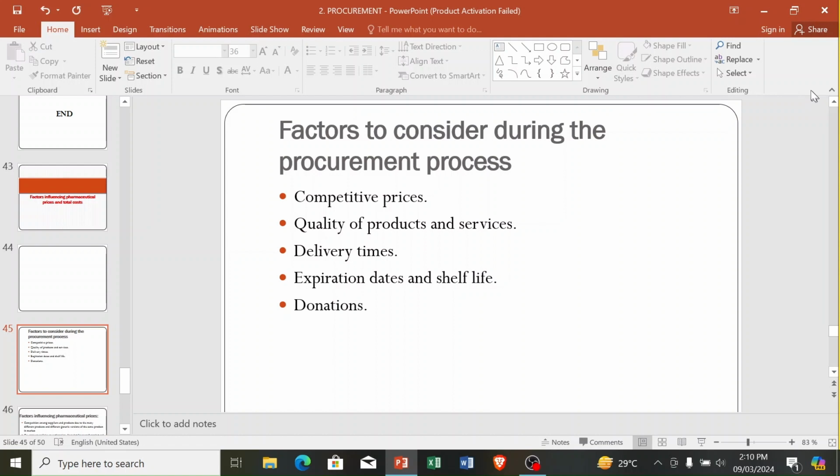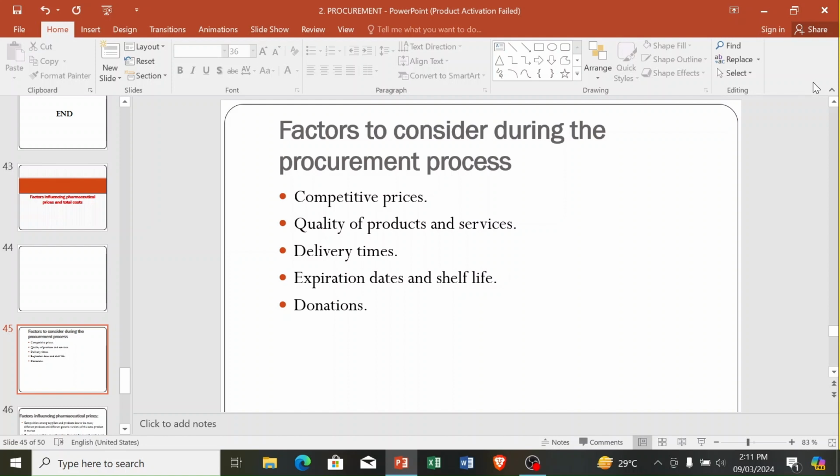The factors we need to consider is competitive prices. We see that different suppliers have different prices, and there is competition in their prices. So we have to be keen on that. Depending on what we want, we may not choose a cheaper product and then find out later that it is not of quality. So we have to consider it when we are procuring. Competitive prices, quality of products and services, we also need to keep in mind. Delivery times, we also have to note that down.